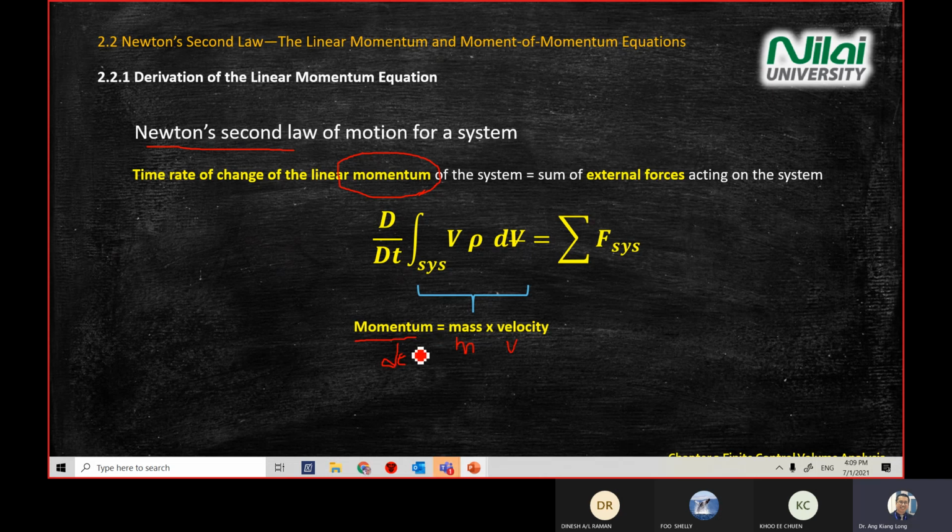Now, how do we prove that this equation is valid to carry forward? You know from Newton's second law that you learned in secondary school, F equals ma, mass times acceleration. Now, how do you calculate acceleration? Acceleration is velocity divided by time.